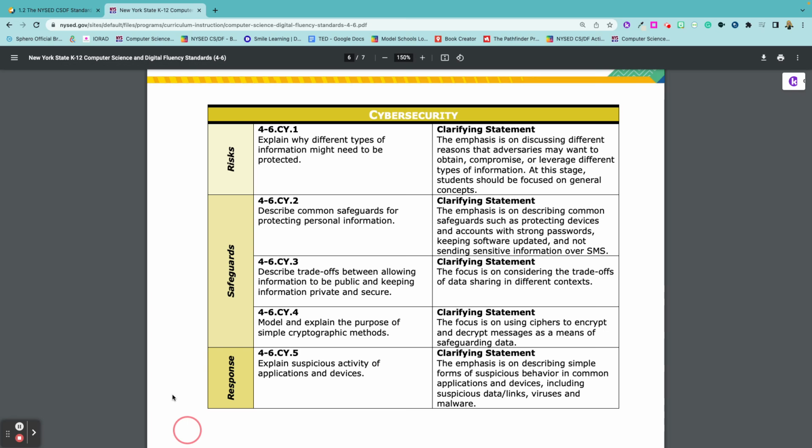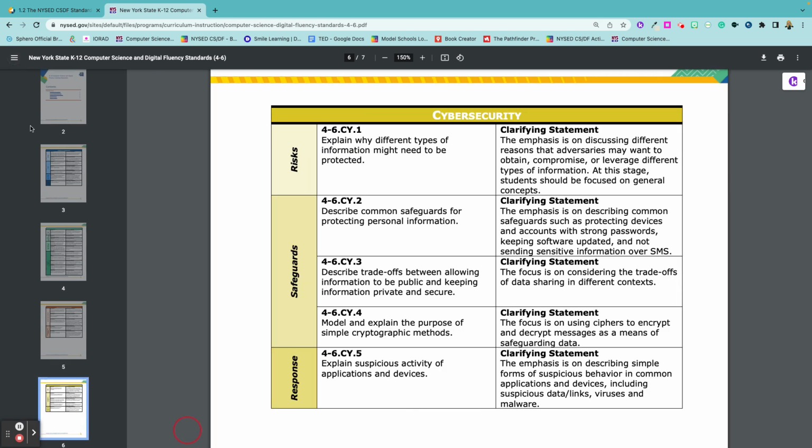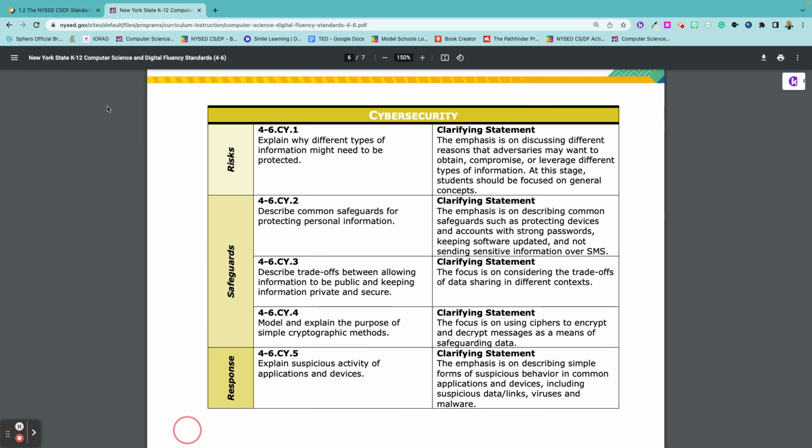We are still on the same document from the New York State Education Department Computer Science and Digital Fluency Standards PDF for grades 4 through 6. We have focused now on the cybersecurity page, which is page 6 on your document. On here, you're going to see there are 3 sub-concept areas that you see listed along the left.